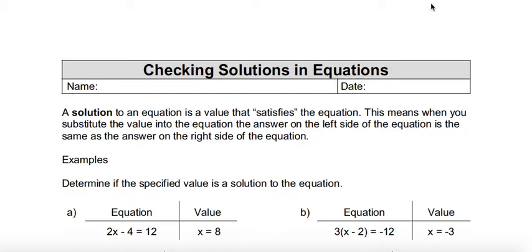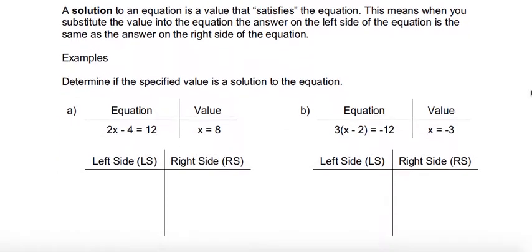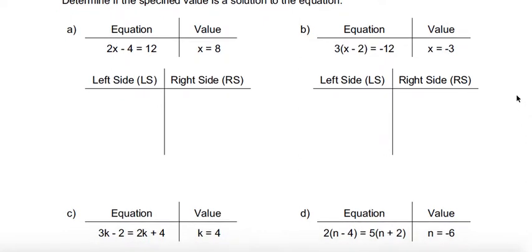Let's go through a couple of quick examples. For example A, we have the equation 2x minus 4 is equal to 12, and it says that the value for x is 8. What we're going to do is separate this equation by looking at what happens on the left side of the equal sign and what happens on the right side of the equal sign. That's how we split it up.